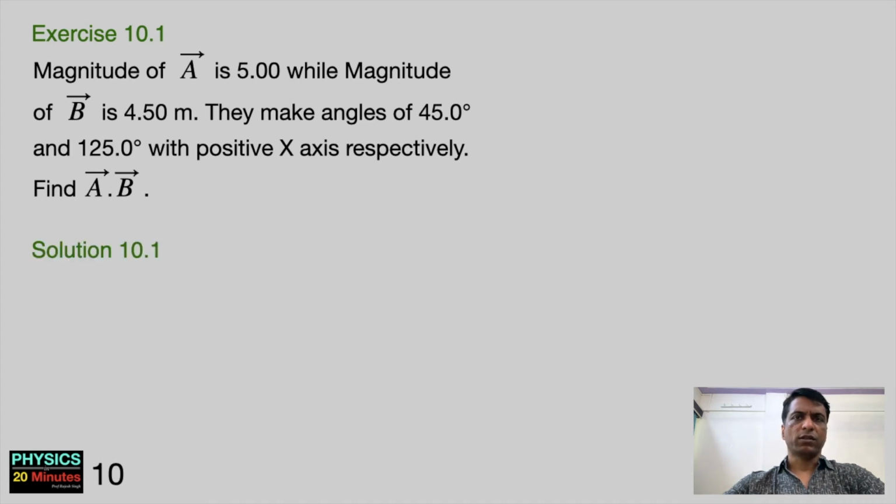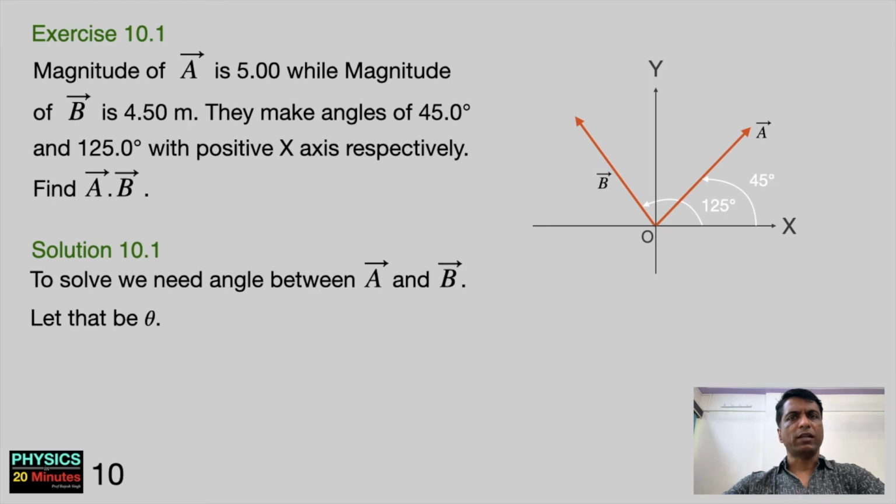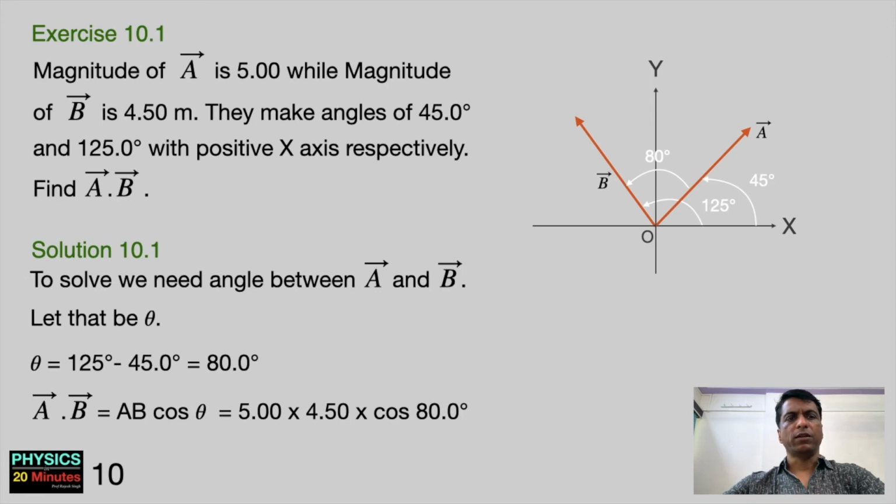Here is the solution. The diagram for the situation is simple. A makes an angle of 45 degree with x while B makes an angle of 125 degree with the positive side of x-axis. Both the angles are measured in anti-clockwise sense. But to take a dot product between A and B, we need the angle between A and B. Let that angle be theta and this angle will be given by 125 minus 45, and that is equal to 80 degrees. Therefore A dot B will be AB cos theta, which is 5 into 4.5 into cos 80. Your answer is 3.91. Do keep a track of significant figures in the answer.